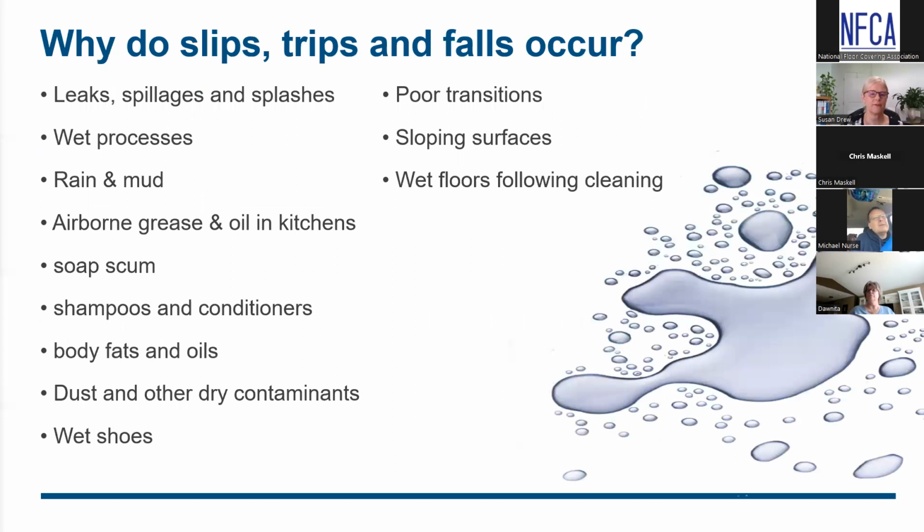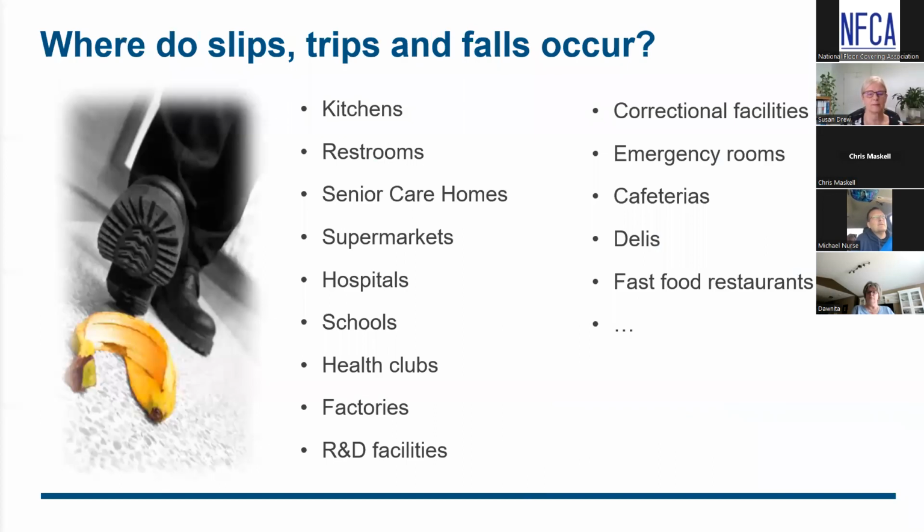So why do slips, trips, and falls occur? Well, often it's because there's unexpected contamination on the surface of the material, such as leaks or spills, airborne grease and oil in the kitchens, soap scum in a shower, or dust and other contaminations in a dry area. It can also be other factors, things like wet shoes or poor transitions. And that might be, Chris, where that comment came up from, is how high is a transition? So maybe we can clarify that. Where do they occur? Well, we often think of kitchens and bathrooms, even supermarkets, but really they occur everywhere.